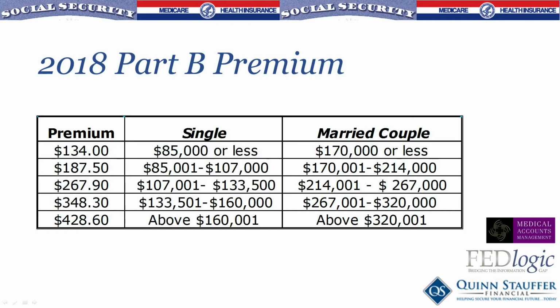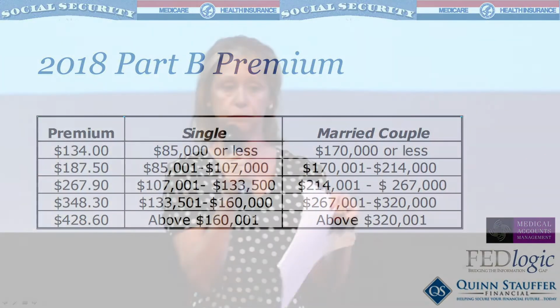All right, so back to the Part B premium. The Part B premium is based on your tax return from 2 years prior. So everybody who's coming into Medicare this year, they're looking at your tax return from 2016, and they are looking at your modified adjusted gross income. If you're not sure what your MAGI is, I can tell you that. I have a little form I can give you.